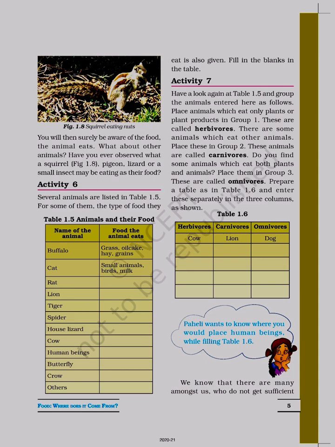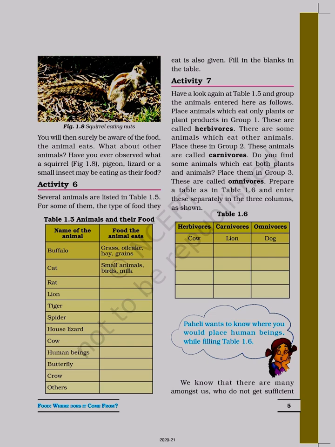Activity 7. Have a look again at Table 1.5 and group the animals entered here as follows. Place animals which eat only plants or plant products in group 1. These are called herbivores. There are some animals which eat other animals. Place these in group 2. These animals are called carnivores. Do you find some animals which eat both plants and animals? Place them in group 3.